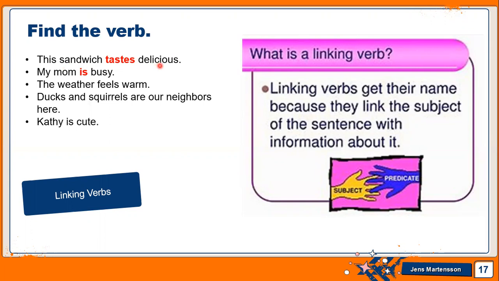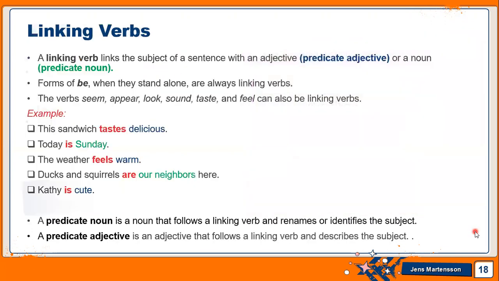They link between the subject and the predicate. The predicate can be a noun and it can be an adjective. So I call it a predicate noun or a predicate adjective. So these are the linking verbs which are linking between the subject and the predicate. Let's find out more. A linking verb links the subject of a sentence with an adjective or a noun, which is a predicate. It's taking the place of a predicate. So I call it a predicate adjective or a predicate noun.